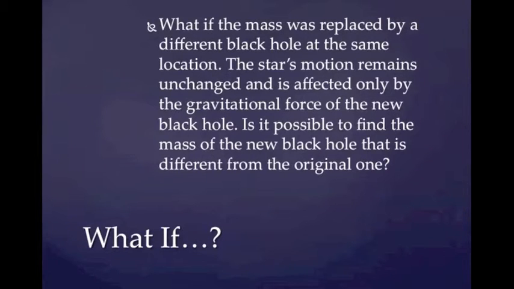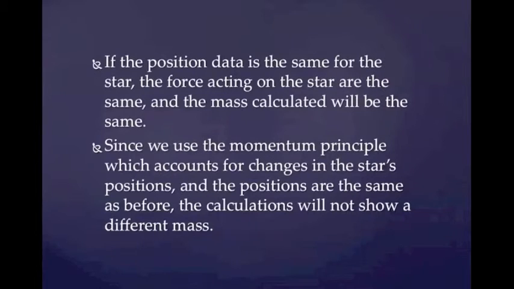So what if a different black hole replaced the current one we were just looking at, and the star's motion is completely unchanged? Well, I think it's absolutely impossible to find the mass of the new black hole because there is the same position data. And if there's the same position data, all of our outputs that we got before are going to be the same: the velocity, the momentum, and the net force. So the momentum principle accounts for these changes in the star's positions, but if they're the same as before, there's going to be no different mass shown.